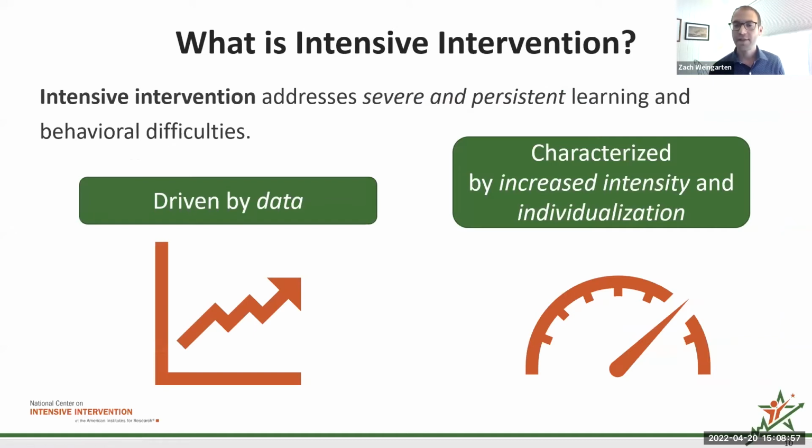So we're going to start, as I said, by providing some background. When we talk about intensive intervention, we're talking about instruction and intervention that's driven by data, that's characterized by increased intensity and individualization. And this is often tier 3 within a multi-tiered system of support framework. This intervention addresses severe and persistent learning and behavioral difficulties. So we're really talking about serving a pretty small percentage of the student population, those students with the most intensive needs who need this kind of intensive intervention. So that's just a little bit about what we mean by intensive intervention.